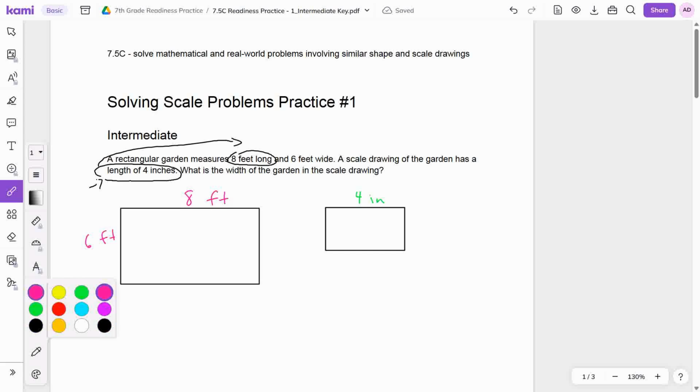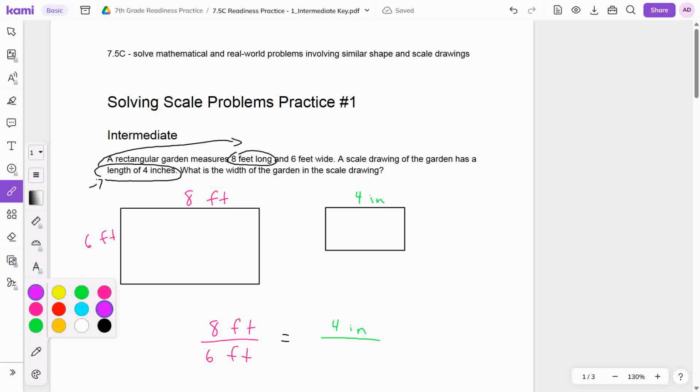Let's draw our little proportion here. We can use cross multiplication. Honestly, we're looking at the numbers, not necessarily the units, because that's not going to be super helpful. But you see that the 8 feet goes with the 4 inches, right? So we could find the unit rate of inches per feet. Looks like we got 1 inch equals 2 feet.